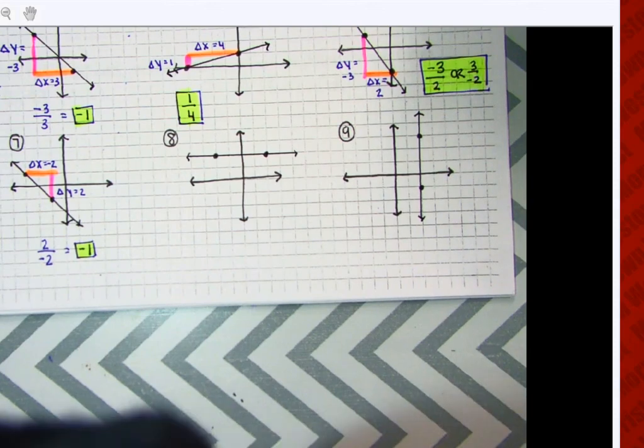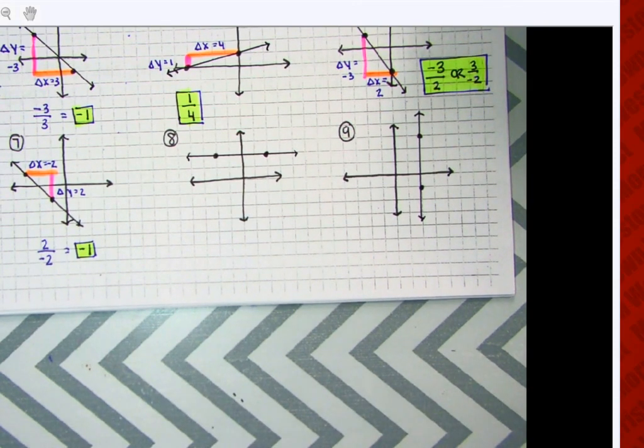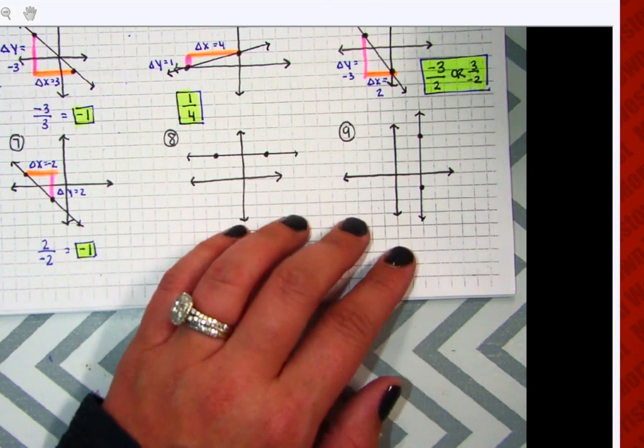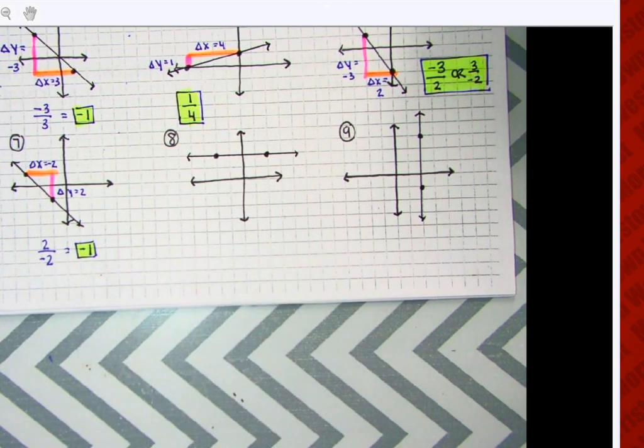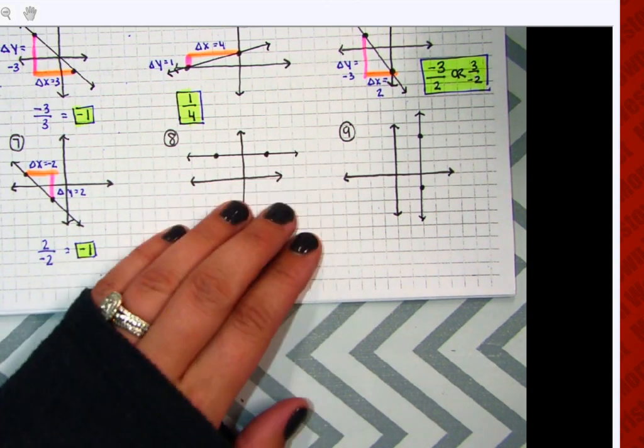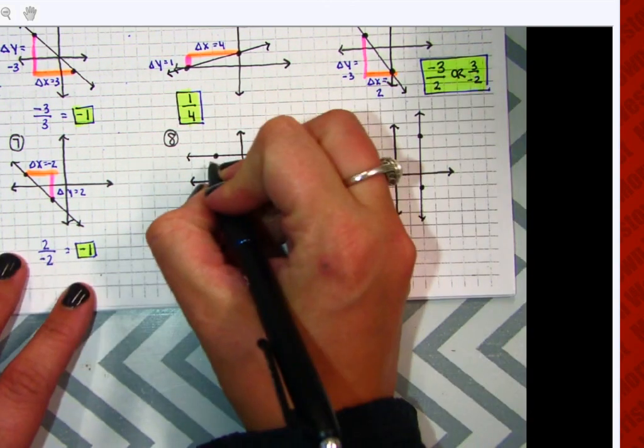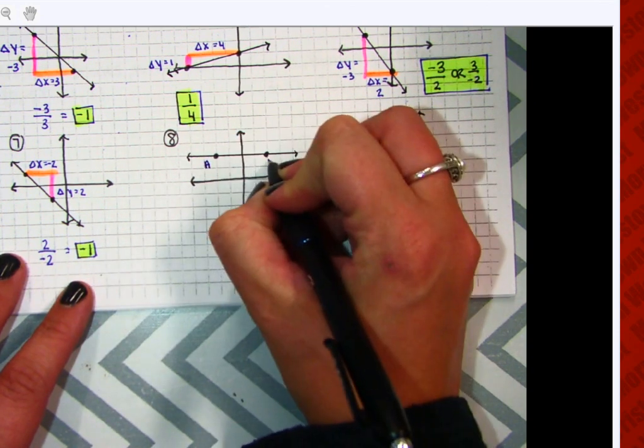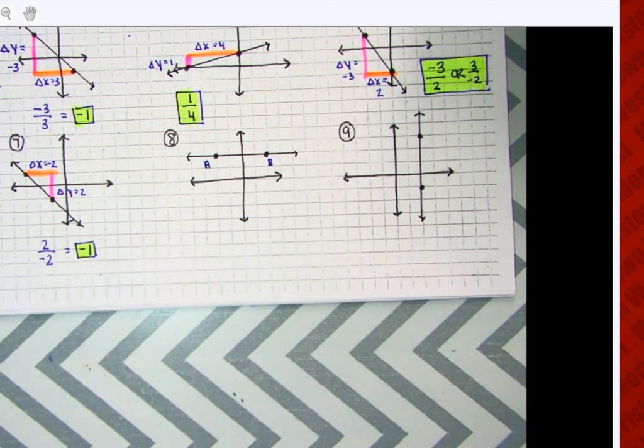Let's do the slope for 8 and 9. So to start, these are the two kinds of lines we talked about, where we have 0 in the bottom or 0 in the top of the fraction. Looking at this line, let's start at this point. Let's label this one A and this one B. Remember, it doesn't matter which direction you go, we're still going to get the same answer.